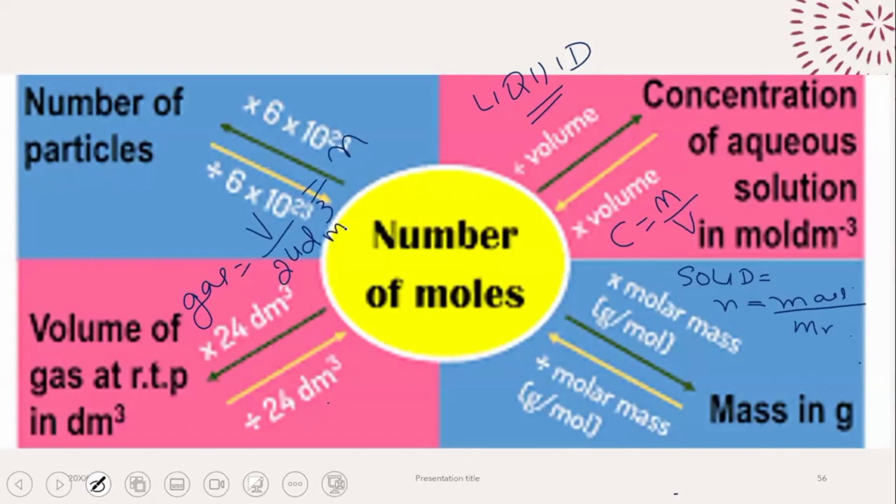Just something to add, extra information. Where do we get the number 24 from? Well, I'll tell you guys. The 24 dm cube is the volume that 1 mole of a gas occupies at room temperature and pressure. So that is normal room temperature. The volume occupied by 1 mole of gas. So 1 mole of gas will have 24 dm cube of volume at room temperature and pressure, right?